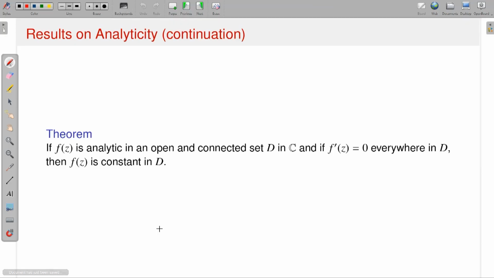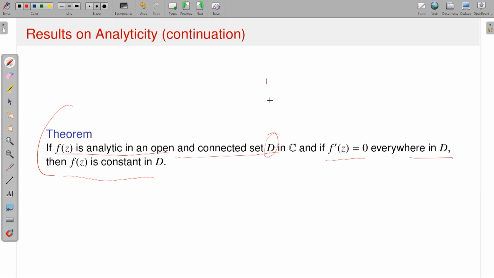This is another theorem, like a result of analyticity. In the real case, if I have a differentiable function and suppose the derivative is 0, then the function is constant. Now I am writing it as a theorem: suppose f is analytic in an open and connected set D, and suppose the derivative is 0 everywhere in D, then my function is constant. You can prove it, but you should always be careful that D should be open and connected. That means I need a function defined on a domain, and domain means open connected set. So connected is very important, and you can easily prove it.